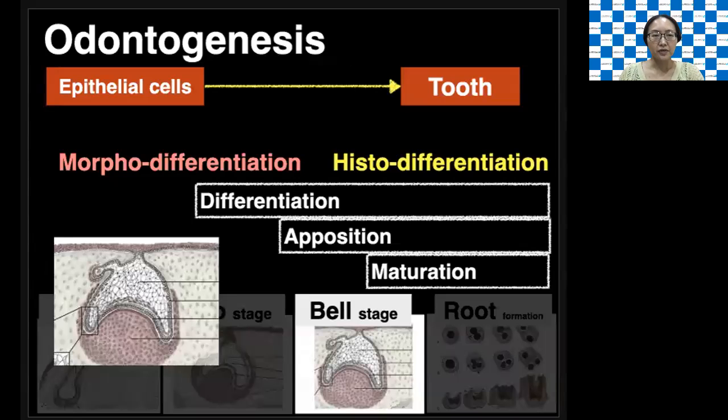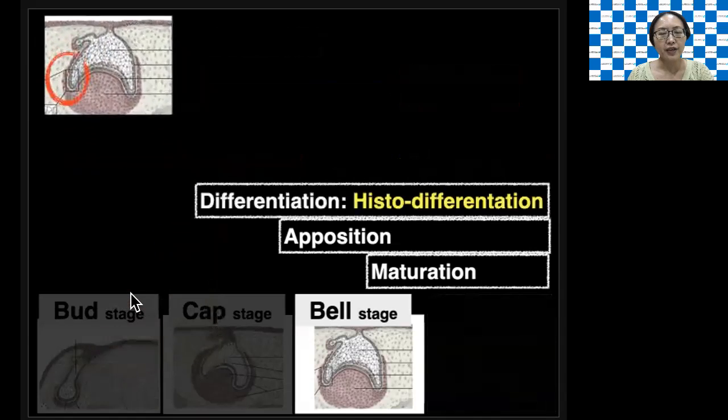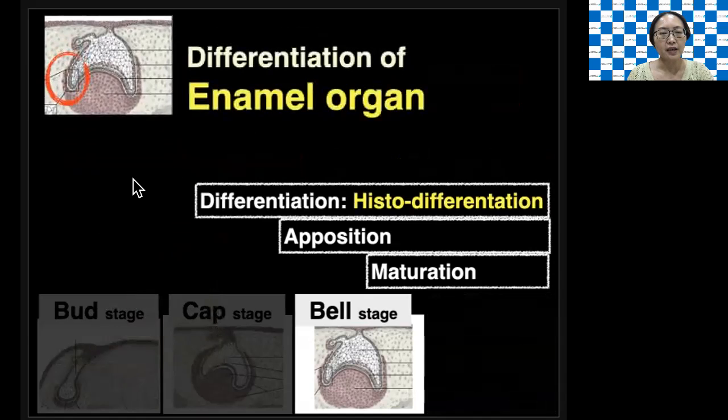Okay, so let's briefly review what happened in the bell stage. The most important is the differentiation. It includes the morpho-differentiation and the histo-differentiation. The morpho-differentiation is regulated by the enamel knot in the enamel organ. And the histo-differentiation includes the differentiation of the enamel organ.